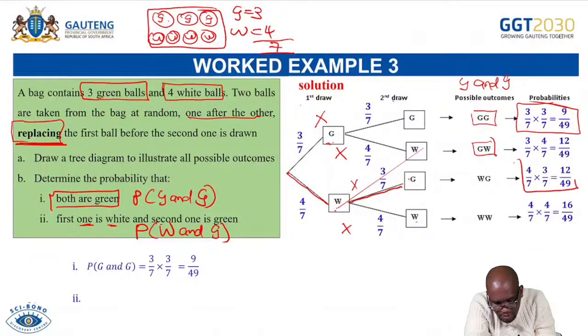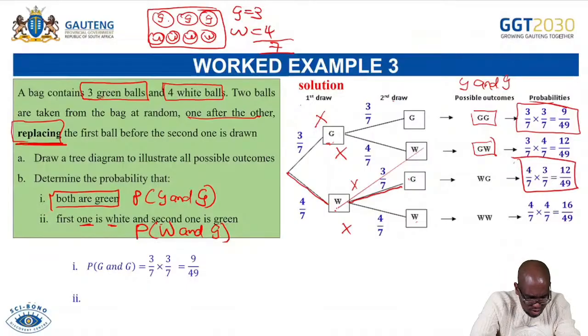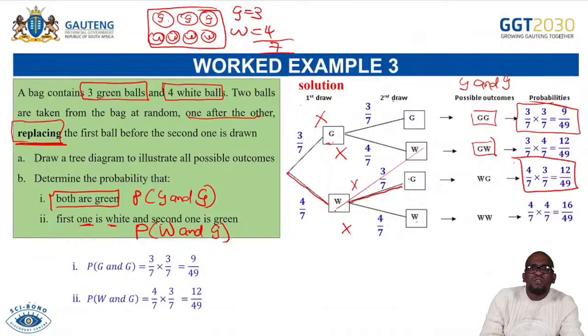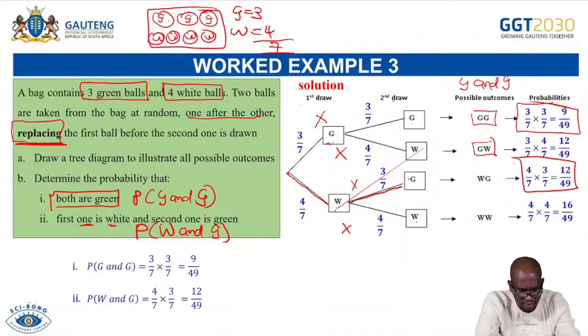That is the outcome. There, we've already worked it out. So that's what we get. Probability of green on white, we get 3 over 7 times 3 over 7, which is 12 over 49, all right? That is when replacement is done.